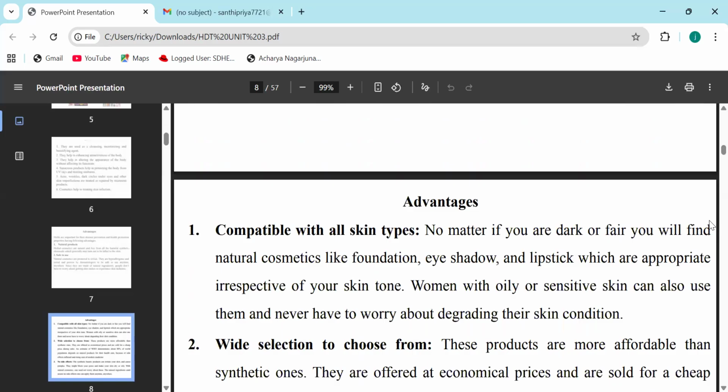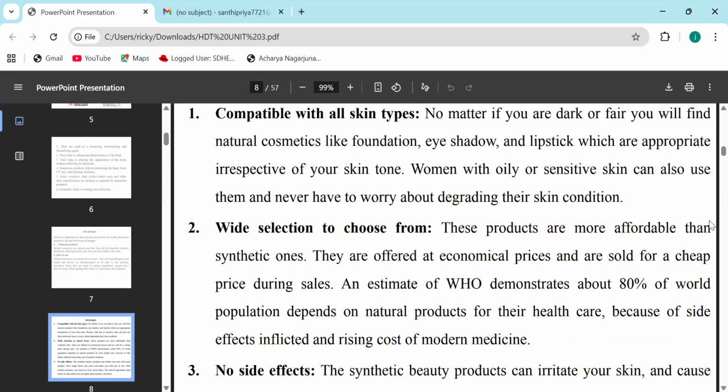No matter if you're dark or fair, you will find natural cosmetics like foundation, eyeshadows, and lipstick which are appropriate irrespective of your skin tone. So this is very helpful and advantageous for people of any skin color. Men with oily or sensitive skin can also use them and never have to worry about degrading their skin condition. And next, wide selection to choose from.